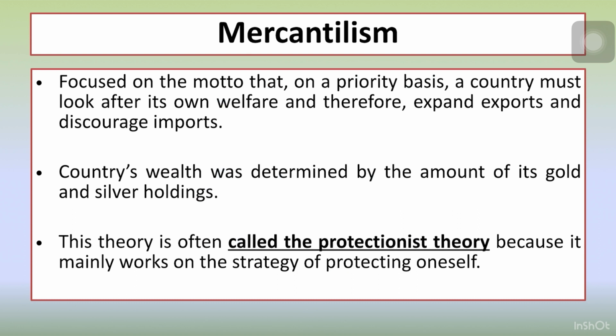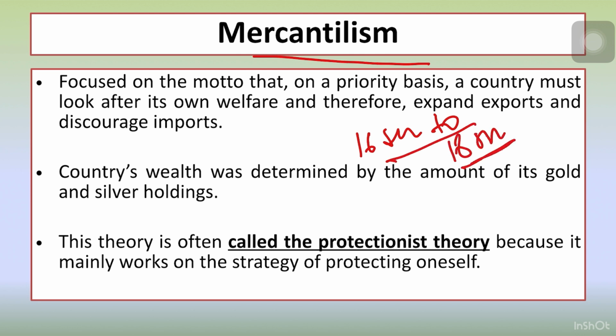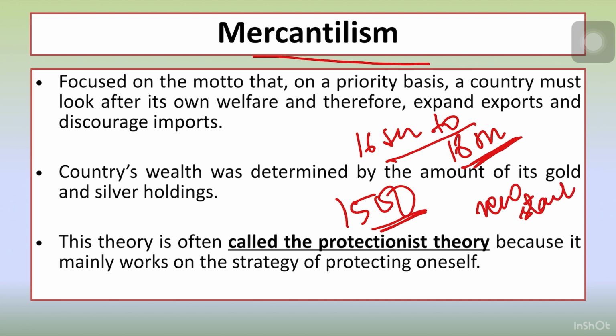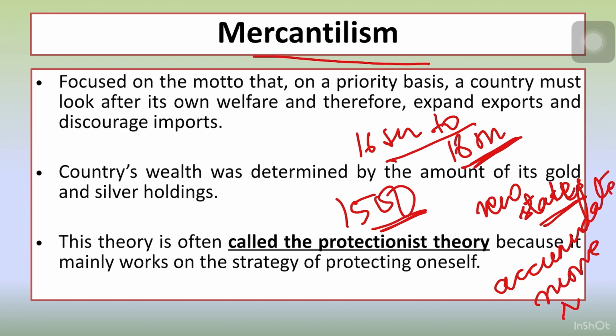Now the first theory is of mercantilism. Okay, so this theory became popular in the 16th to 18th century. Why did it become popular in this period? Because at the beginning of 1500, in the year 1500, many new states were formed. New states started forming, right? So when new states started forming, every state wanted to accumulate its wealth and become more rich. This was a theory, right?